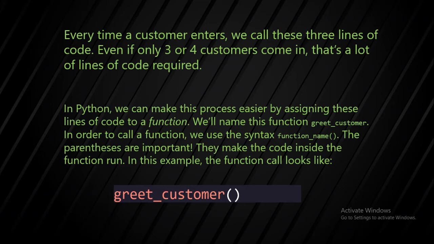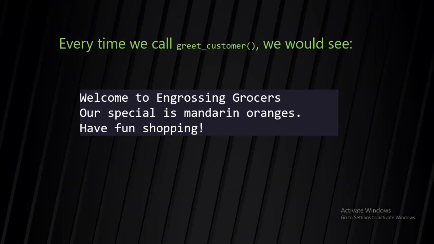In Python, we can make this process easier by assigning these lines of code to a function. We will name this function greetCustomer. In order to call a function, we use the syntax function name, then 2 parentheses. The parentheses are important. They make the code inside the function run. In this example, the function call looks like this: greetCustomer, then 2 parentheses. Now every time we call greetCustomer, we would see the output that we have already seen. Welcome to Engrossing Grocers, our special is mandarin oranges, have fun shopping.